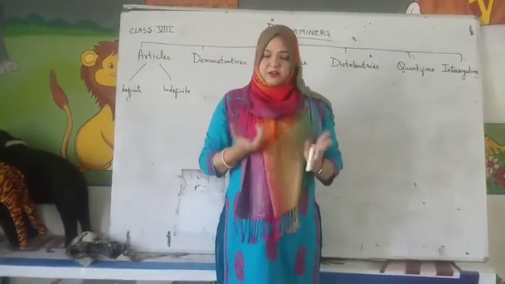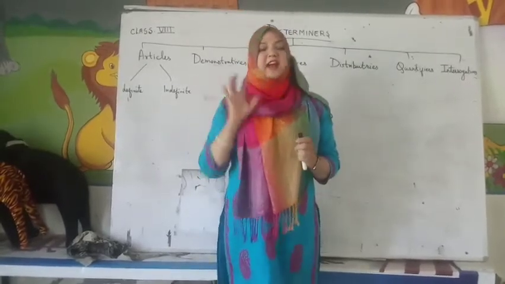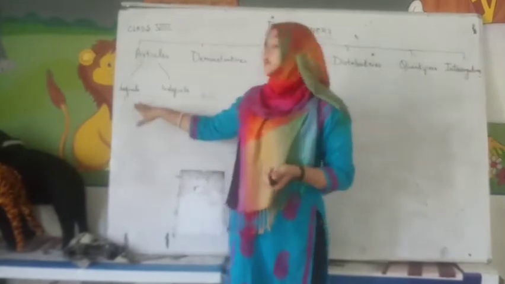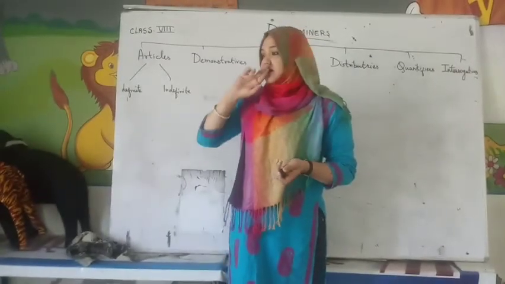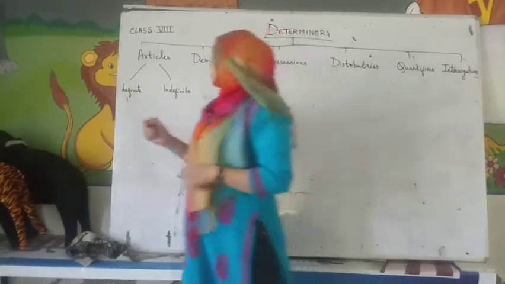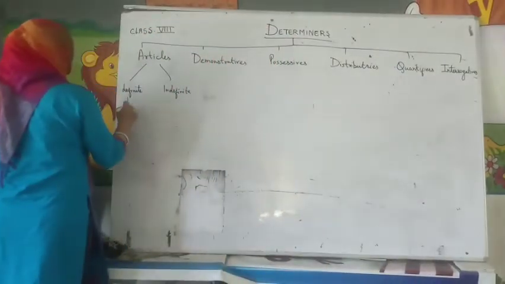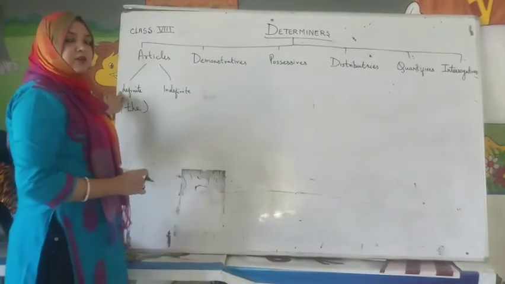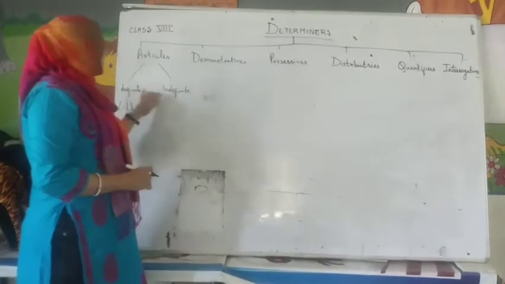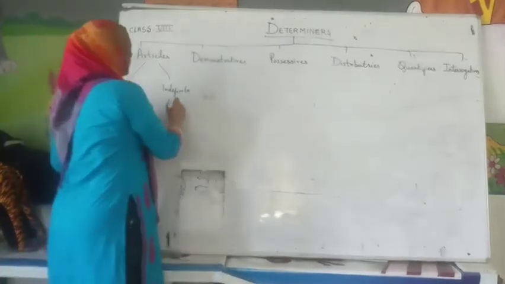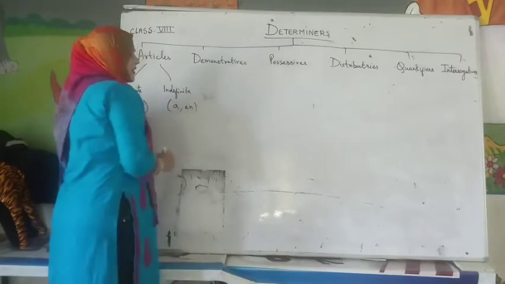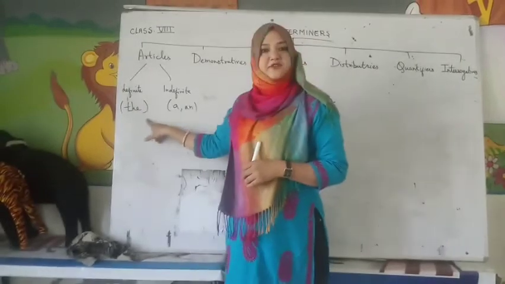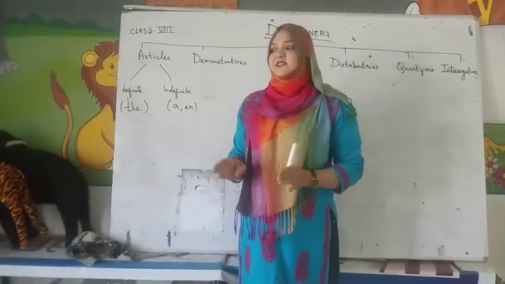This is definite: the answer is this one only. That is called definite. The article that comes under definite is the. So what is the definite article? That is the. And what are indefinite articles? A and an.